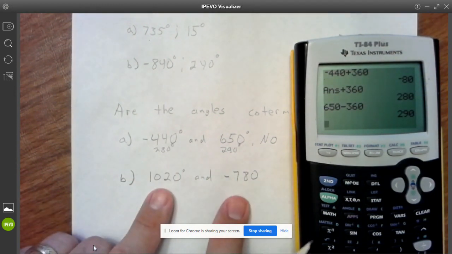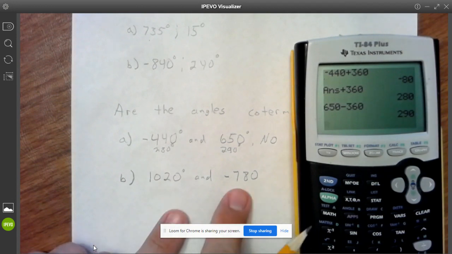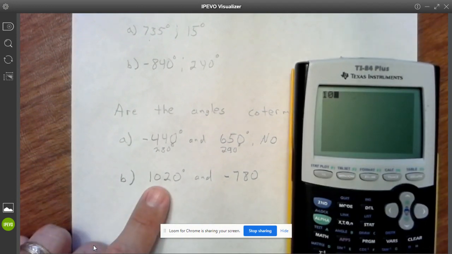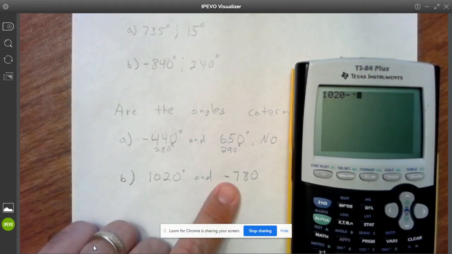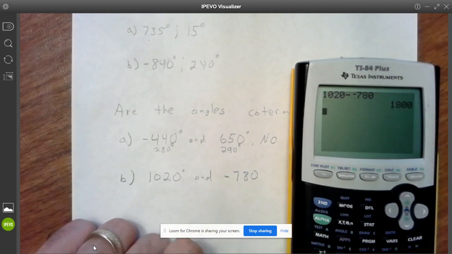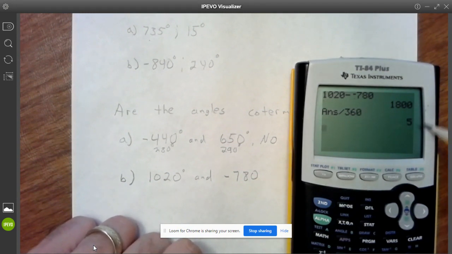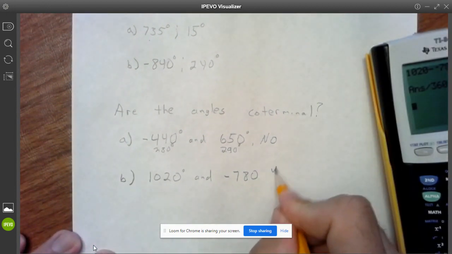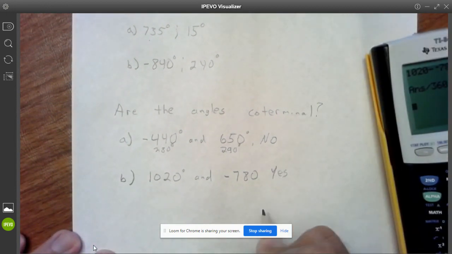Let's do the same thing for 1020 and negative 780. I'm just going to subtract the two. So that minus negative 780 gives us 1800, and we're just going to see if that's divisible by 360. And it is. It evenly divides by 360. So they would be coterminal angles.